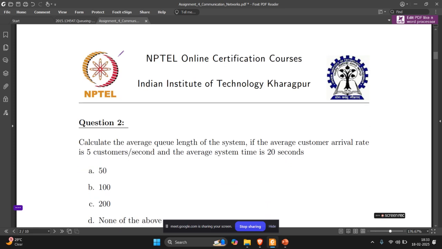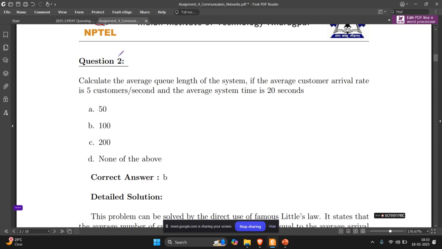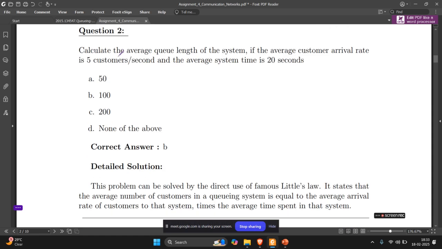Next, calculate the average queue length of a system if the average customer arrival rate is 5 customers per second and the average system time is 20 seconds. So here they have asked for the average queue length of the system, the customer arrival rate is 5 customers per second, and the system time is 20 seconds.